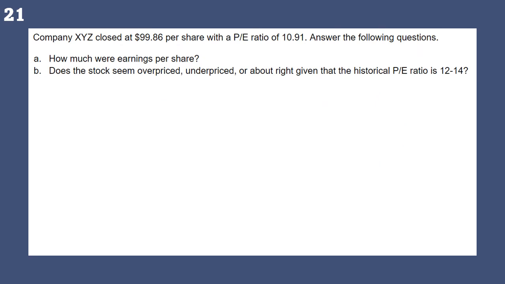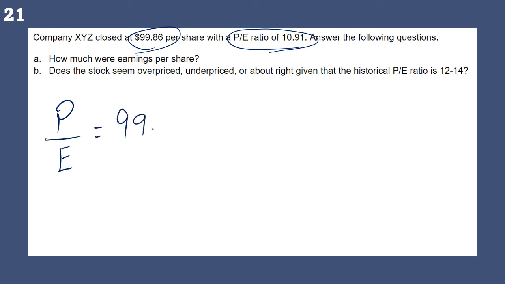Company XYZ closed at 99.86 per share with a PE ratio of 10.91. So PE ratio, it says P divided by E equals 99.86. Now, they also told me the P. Did you notice that? They gave me the price. So P is the price, so we're going to put 99.86 right there. And what they want to know is what were the earnings. So to find E, I just need to solve this equation.